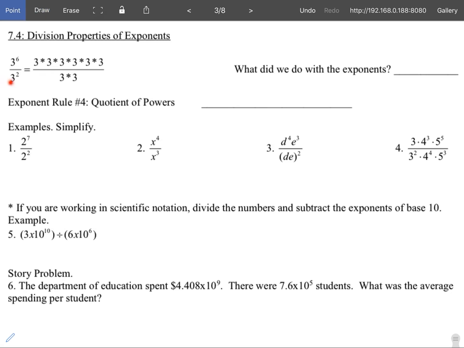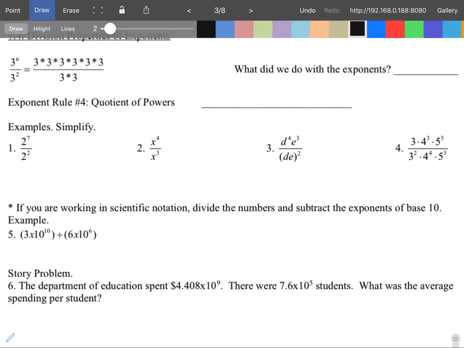Okay, so the first example that you guys can see here for 7-4, they have 3 to the 6th power divided by 3 to the 2nd power. So, again, 3 to the 6th, that means 3 times itself 6 times. So you'd have 3 times 3 times 3 times 3 times 3 times 3. And then 3 to the 2nd would just be 3 times 3.